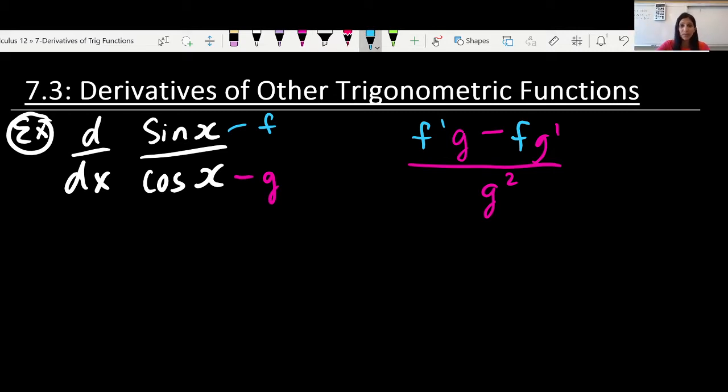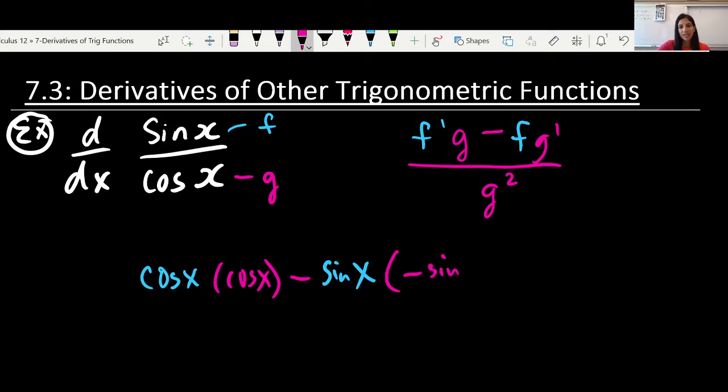For the first part, if we want f prime, we know that the derivative of sine x would be cos x. Then times g, well our g already is cos x, so that's happening. Minus f, which is our original, so sine x, times g prime. So g prime we know is negative sine x, right? The derivative of cos x is negative sine x. So we put that in there, and then all over g squared, so it'd be all over cos squared x.